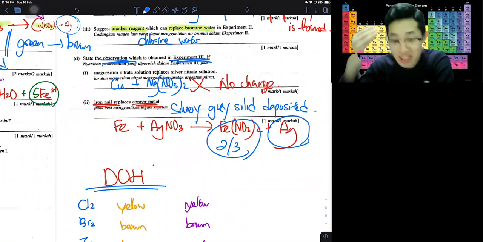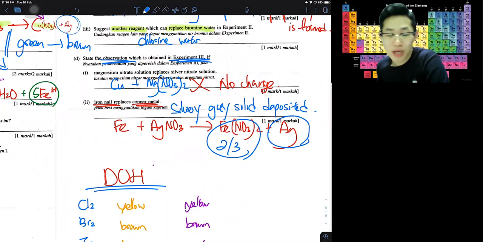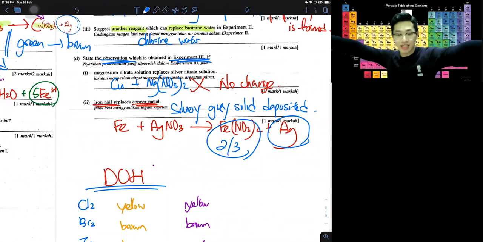Iron news become thinner. Can do AC? Do one. I don't want to do AC.